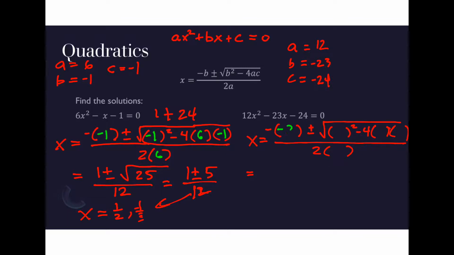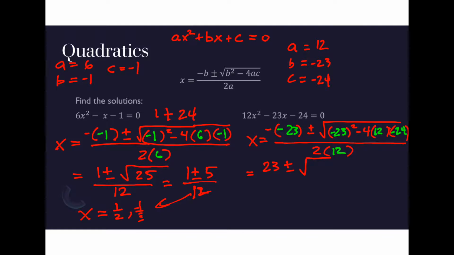So negative 23 is my B. And that's negative 23 squared, minus 4 times A, which is 12, and C, which is negative 24, over 2 times A, which is 12. Yay, some fun numbers to work with here. Pay it no mind. We are going to get through this.